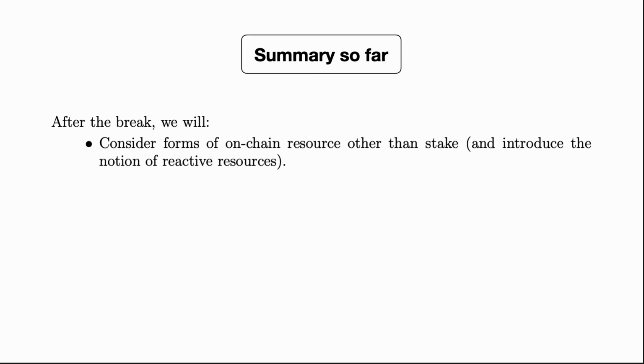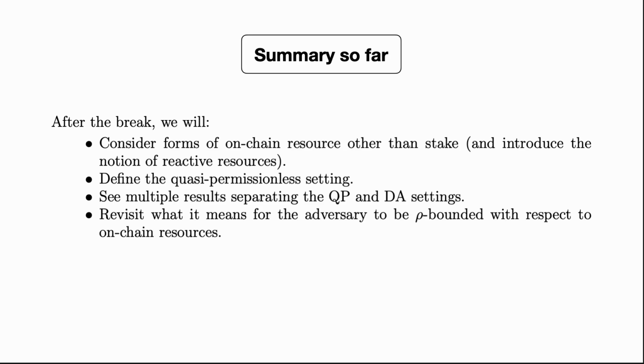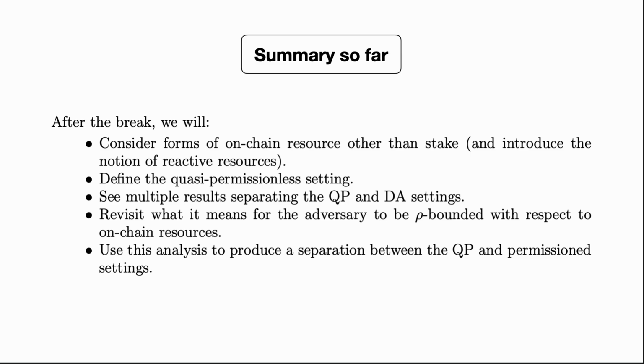So we'll go on to consider forms of on-chain resource other than stake. Then we'll define the quasi-permissionless setting. And then we'll see multiple results separating the quasi-permissionless and dynamically available settings. And the last thing we want to do is to find a nice way of separating the quasi-permissionless and permissioned settings. To do that, what we'll do first of all is to revisit what it means for the adversary to be resource-bounded with respect to on-chain resources. And once we've done that, then we'll use that analysis to produce a separation between the quasi-permissionless and permissioned settings.